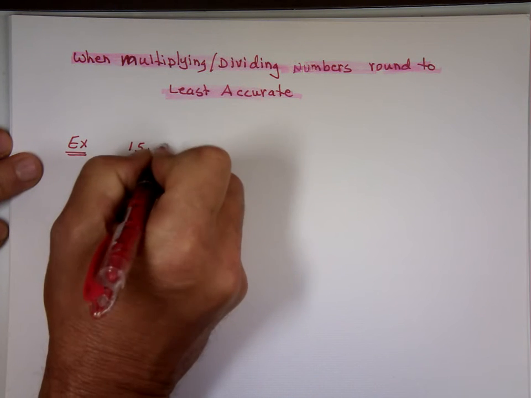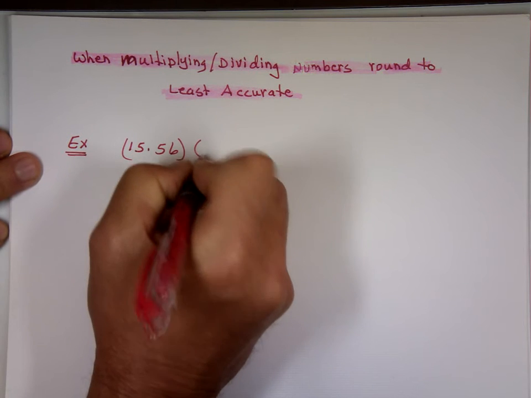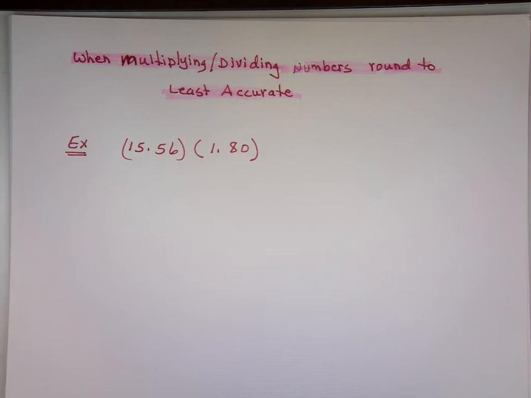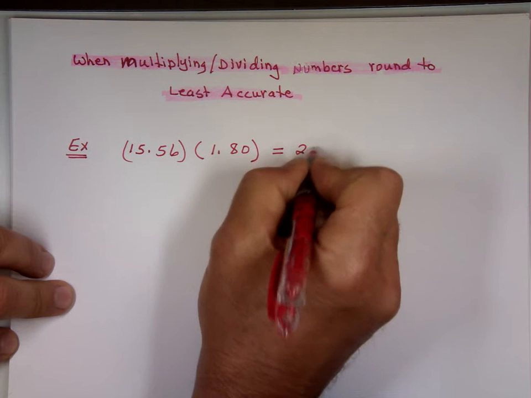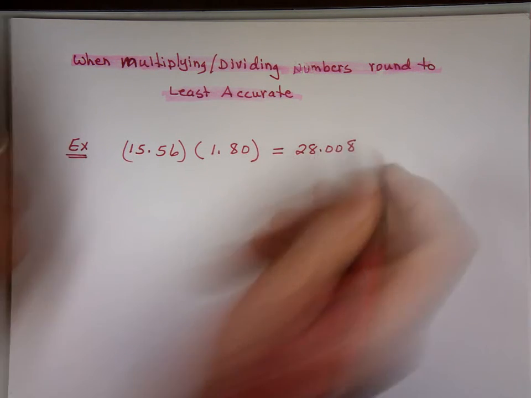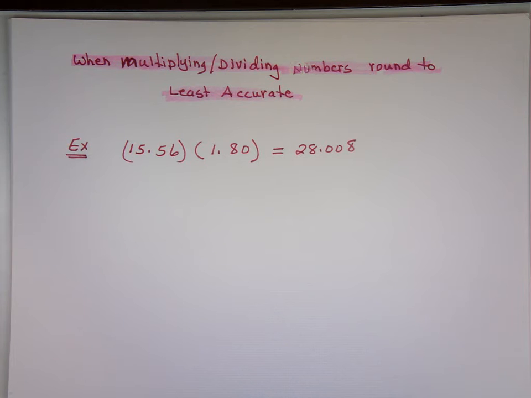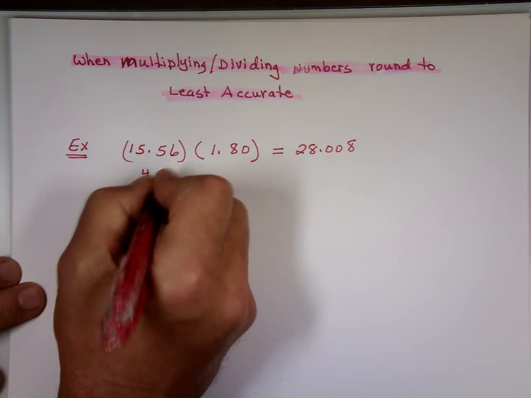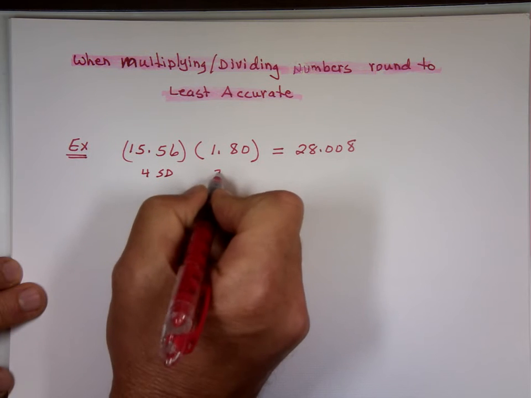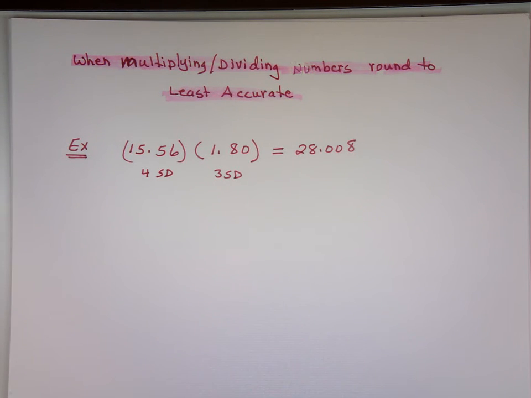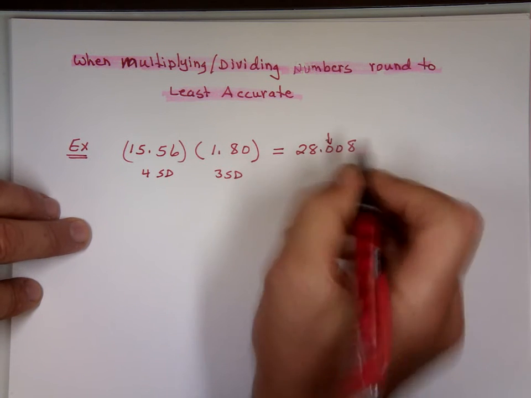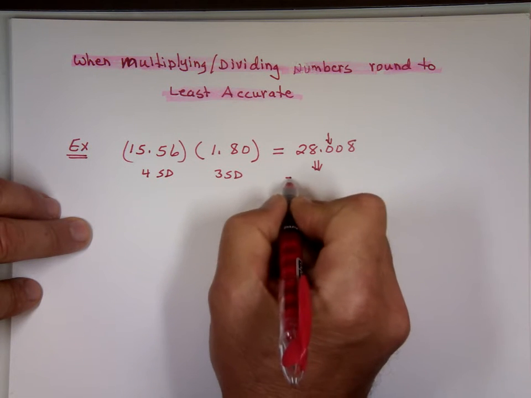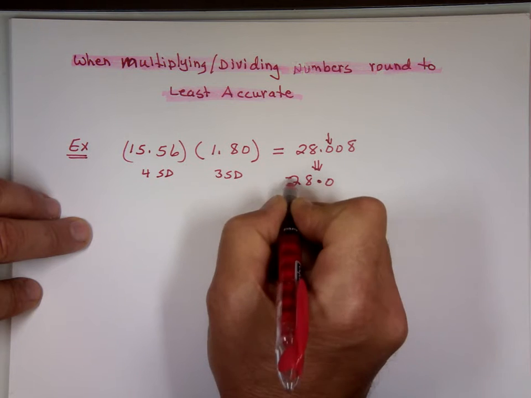15.56. You want to multiply that by 1.80. Again, take the calculator, push the buttons. Here's your answer: 28.008. Well, let's look at accuracy. How many significant digits here? We have 4 significant digits. How many significant digits here? 3 significant digits. So your answer should be 3 significant digits, up to here. Is the next number 5 or more? No. So your answer is 28.0. You have to put the 0 there to make sure that's 3 significant digits.